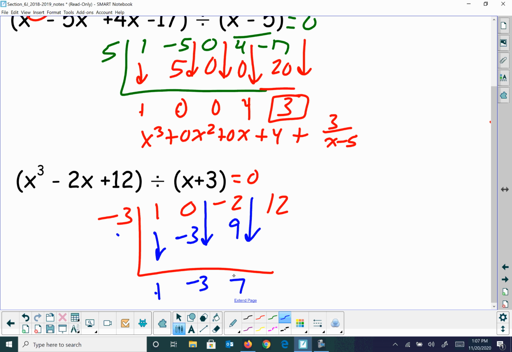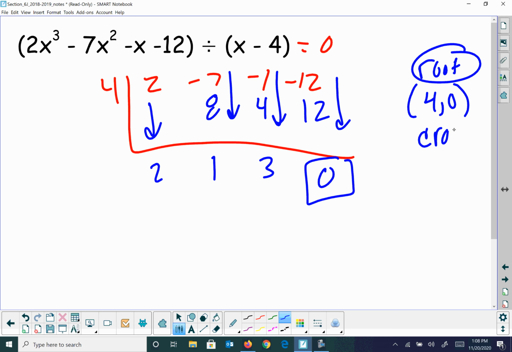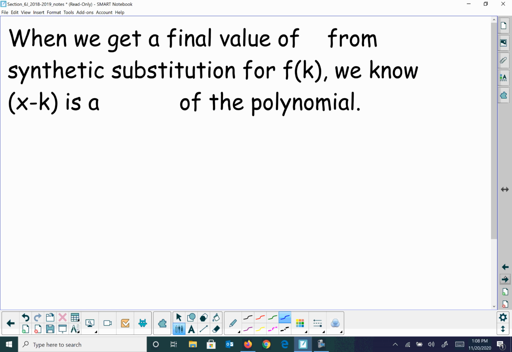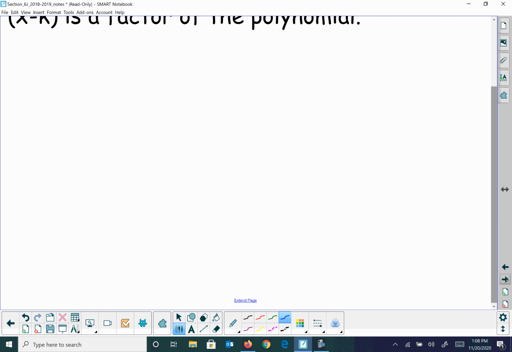That basically means that I have the point 4 comma 0. So that means that's a root. Okay, that's where it would cross the x-axis. We get the final value of 0 from synthetic substitution f of k. We know that x minus k is a factor of the polynomial. K factors mean it would be a root, meaning it would cross the x-axis.